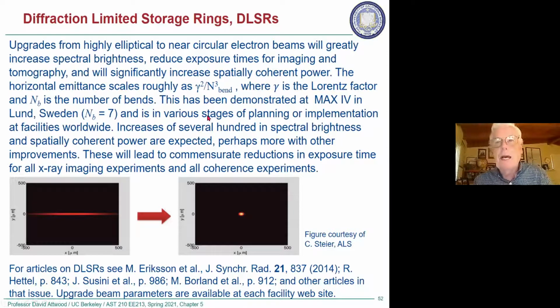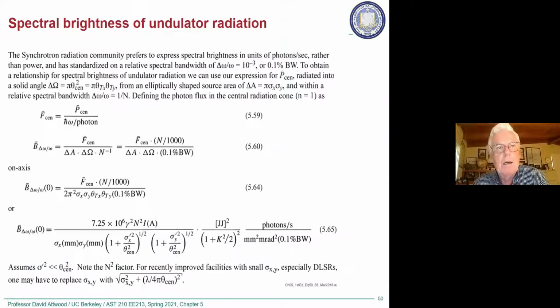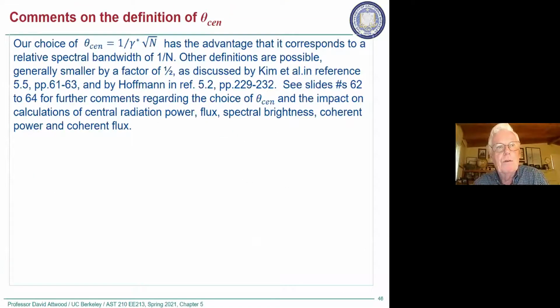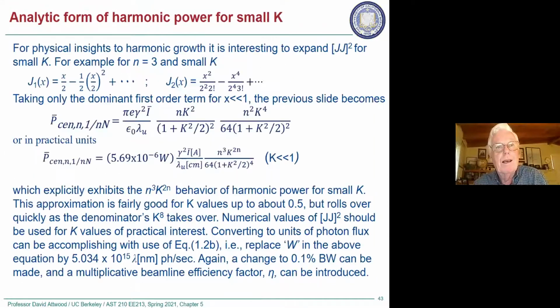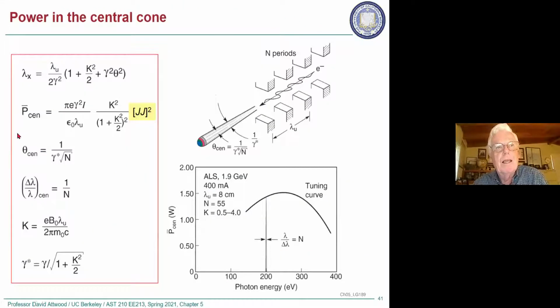Coherent power depends on how much flux was radiated. And if you remember, our formula for power radiated had a gamma squared in it. Should I go backwards, maybe? Yeah, I probably have to go back too far. Yeah, the power radiated depends on gamma squared.